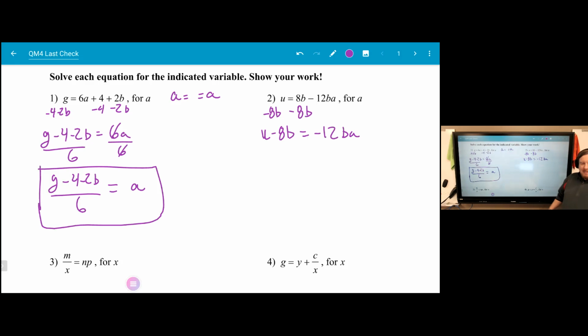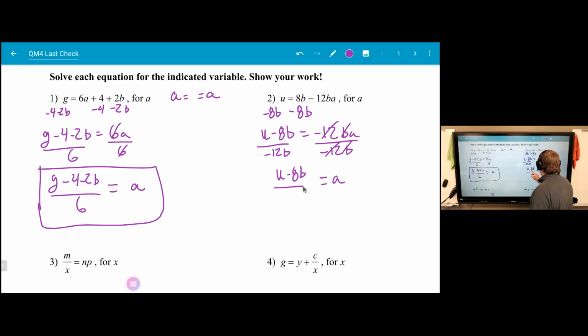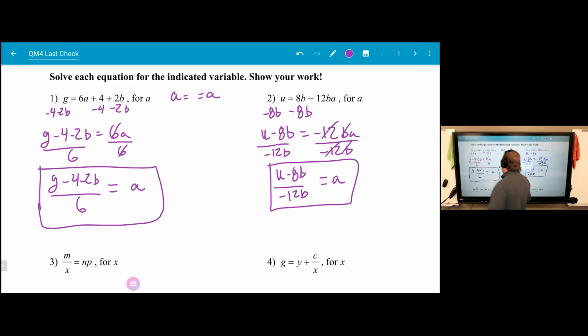And what am I multiplying a by? Well, negative 12 and b. If I divide both sides by negative 12 and b, I end up with exactly what I am looking for. On the right-hand side, these both simplify to 1. I'm left with a on the right-hand side. On the left side, u minus 8b divided by negative 12b. And if you have it like that, that's absolutely fine. If you take it a step further, I'm okay with that too, but let's just go with that for now.